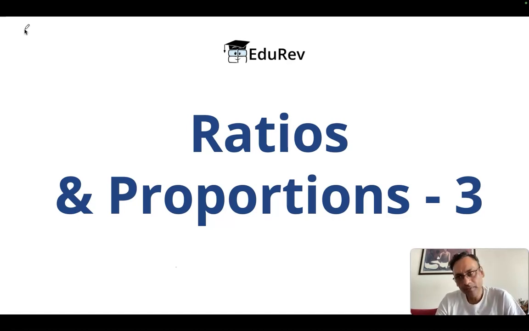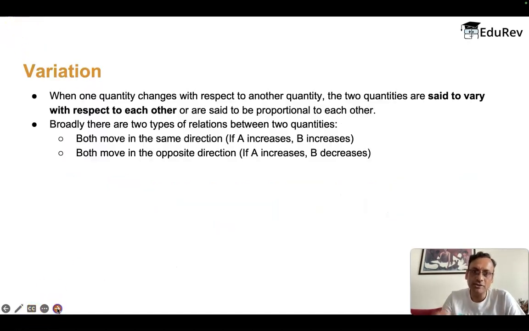Today we move on, and another form of proportion is what we call variation. Variation also is nothing but proportion, but a very interesting concept and very, very frequently asked in a lot of exams. So let's look at what we mean by variation.